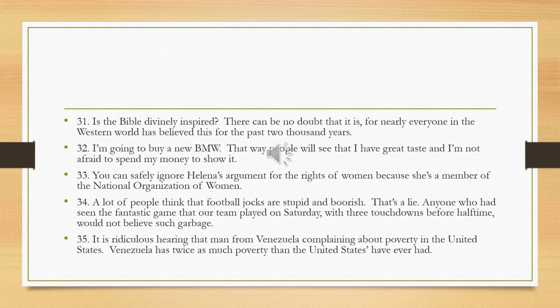Are we sophisticated? You can safely ignore Helen's argument for the rights of women because she's a member of the National Organization of Women. Well, that may be true, but really that doesn't matter for her arguments. That's just saying that there are circumstances surrounding her that make her motives questionable. So this would be an example of an argument against the person's circumstantial.